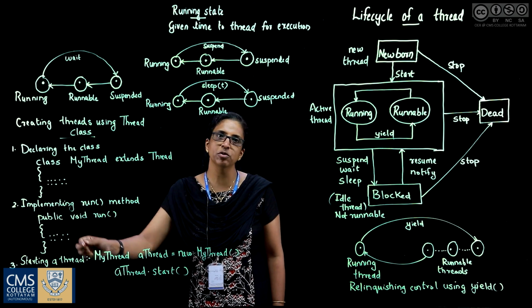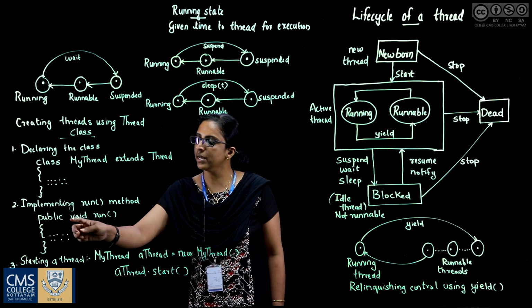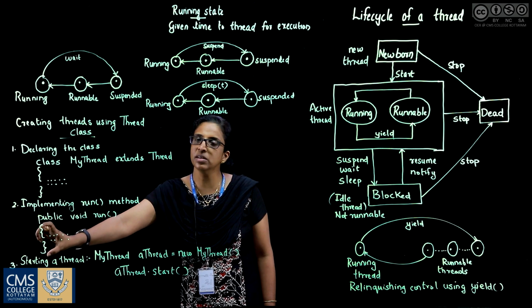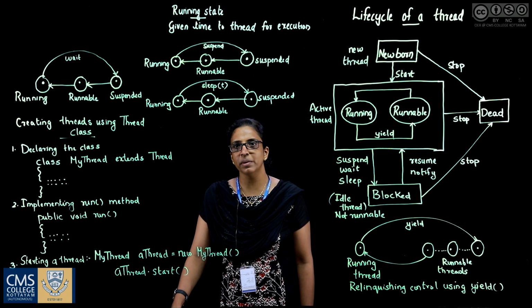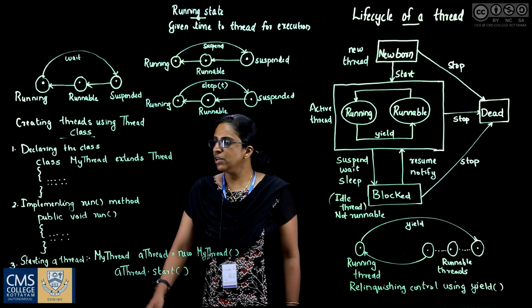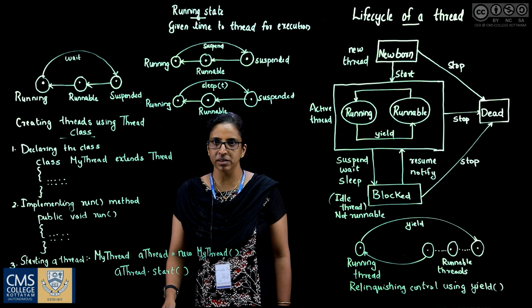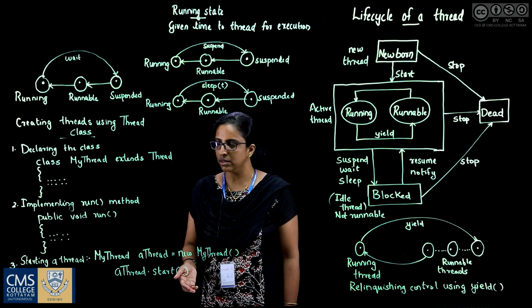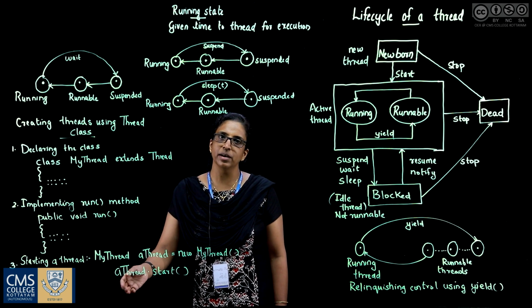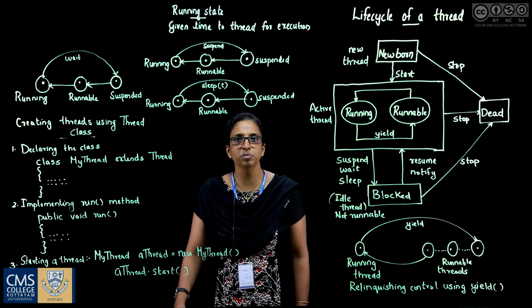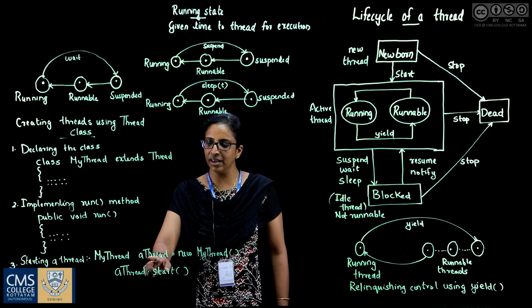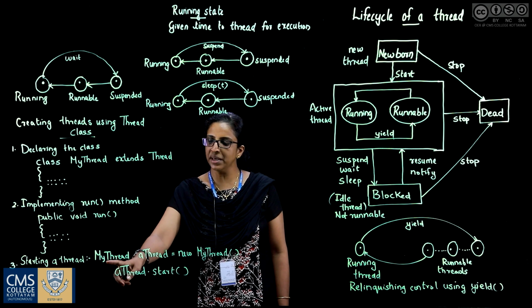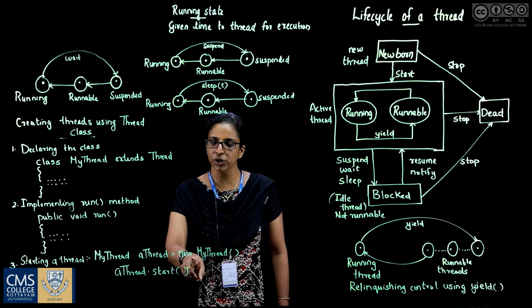The general format for writing the run method is public void run. Then within the opening and closing braces you have to specify the code to implement the thread. And once you have implemented the run method, you have to start the thread. So in order to start the thread, first you have to create the object of the class. So here I am creating the object aThread. This is my class and this is my object. MyThread aThread is equal to new MyThread.